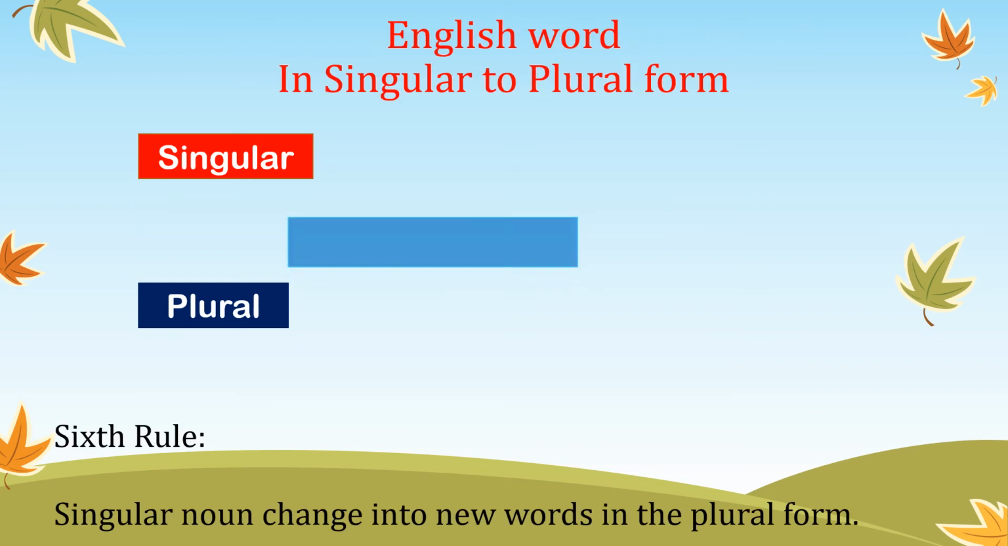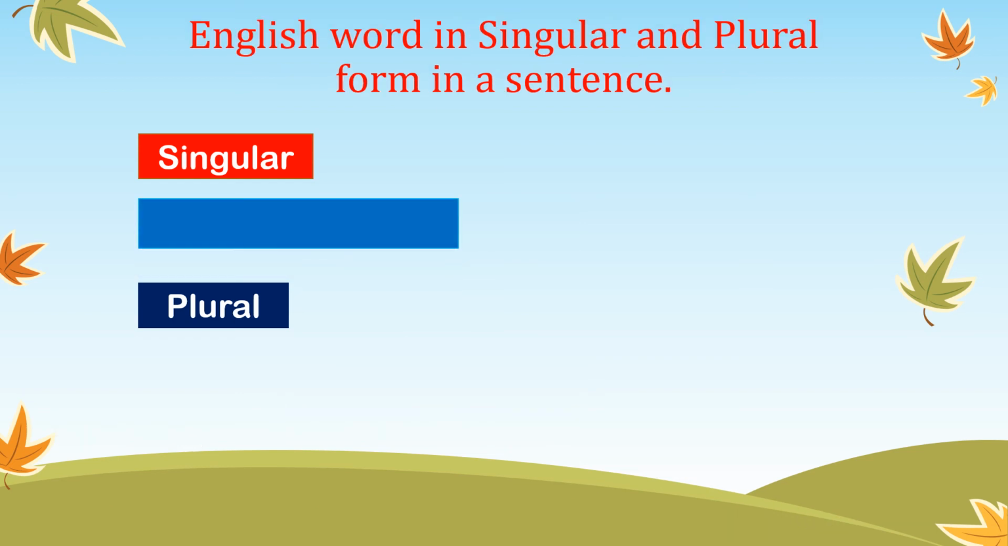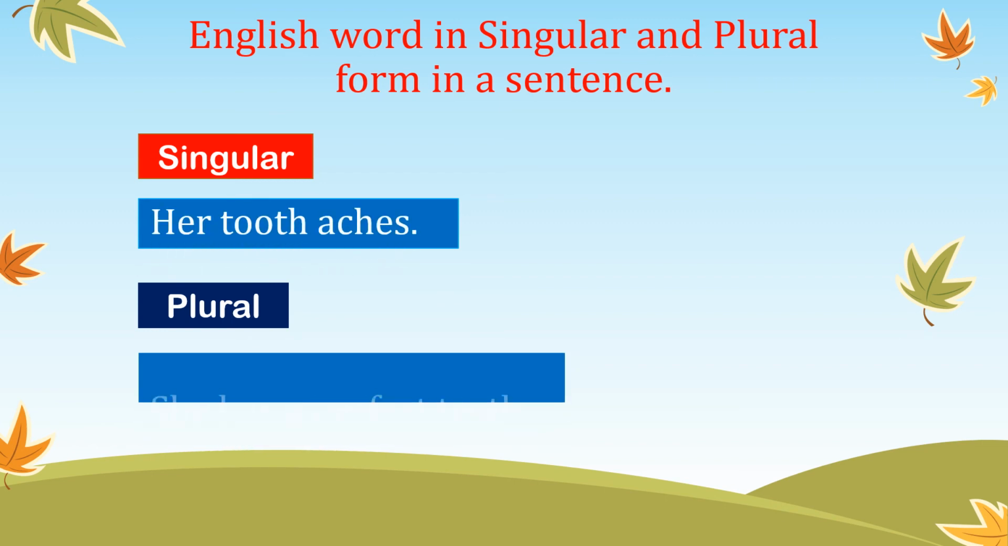Let's have another example for the sixth rule. Tooth, make it into plural, teeth. Now let's proceed by making it into a sentence. Her tooth aches. Now let's make tooth into plural. She has perfect teeth.